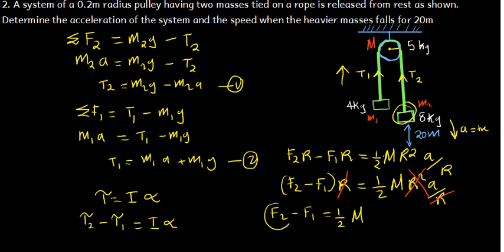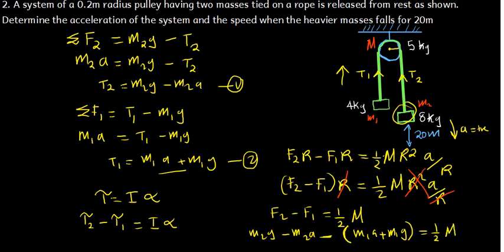Okay, but what is f2? This F2 is simply the tension, the second tension, because this F2 is being caused by the tension there. So the tension is going to be the F2 we are talking about. So we're going to substitute our tension 2, which is M2G minus M2A. And then minus, where there is F1, we're going to substitute there, which is M1A plus M1G. And this should be equal to half M.